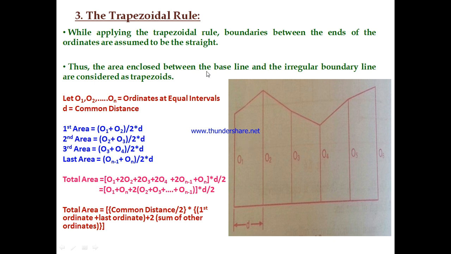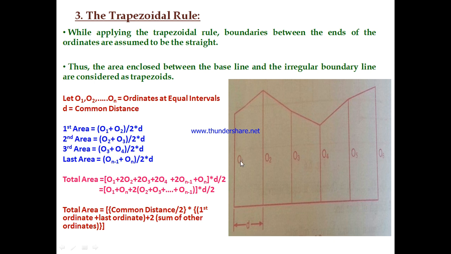While applying the trapezoidal rule, the boundaries between the ends of the ordinates are assumed to be perfectly straight. Thus the area enclosed between the baseline and the irregular boundary line is considered as a trapezoid. In this particular method, we divide the area into a number of trapezoids. For example, we have divided the area into a number of ordinates from O1 to, suppose, O6 or up to On. Then the first area will be equal to what? It is considered as a trapezoid.